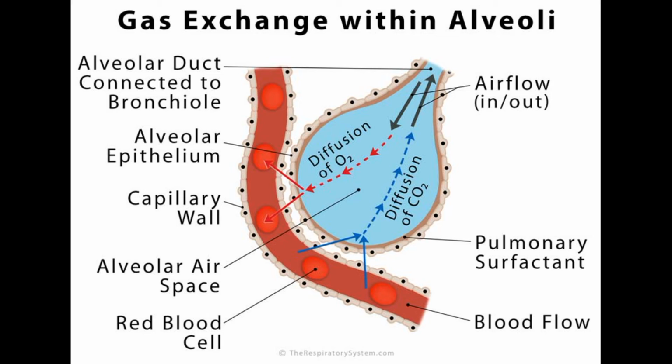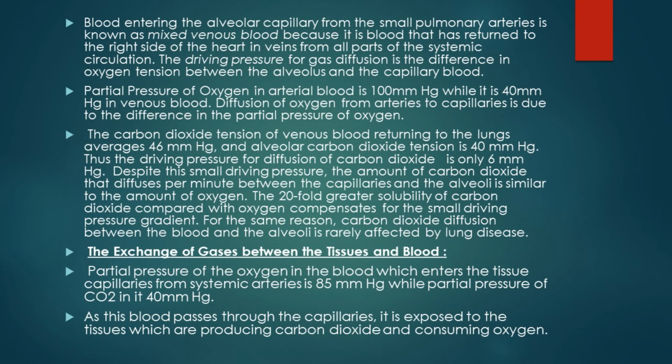There are some important points that you need to remember before we start our proper discussion on the topic of oxygen and carbon dioxide exchange in the lungs. The first point is that the partial pressure of oxygen in arterial blood is 100 millimeters of mercury, while the partial pressure of oxygen in venous blood is 40 millimeters of mercury. The next point is that the diffusion of oxygen from arteries to capillaries is due to the difference in partial pressure of oxygen in both types of blood vessels.